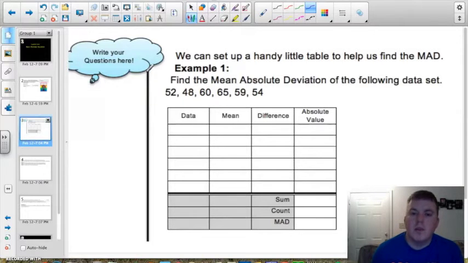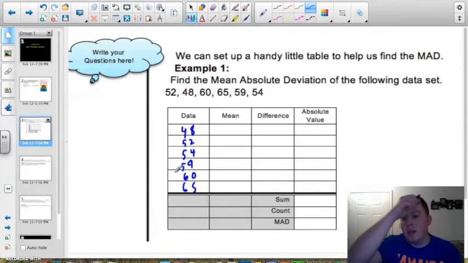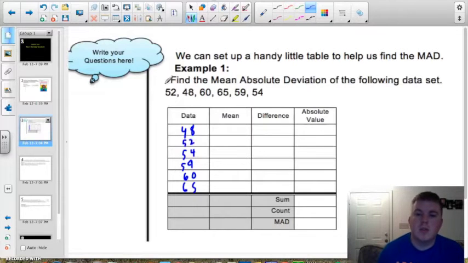Alright, so the first thing we're going to want to do is write our data in order from least to greatest, and we're just going to fill it into this column here that says data. So we have 48, 52, 54, 59, 60, and then 65. Now remember, this is called the mean absolute deviation. So one thing that's going to be important for us to find is the mean. Remember, from 6-1, to find the mean, we have to add up all the numbers and divide by the total numbers that we have. So I'm going to go ahead and find our mean.